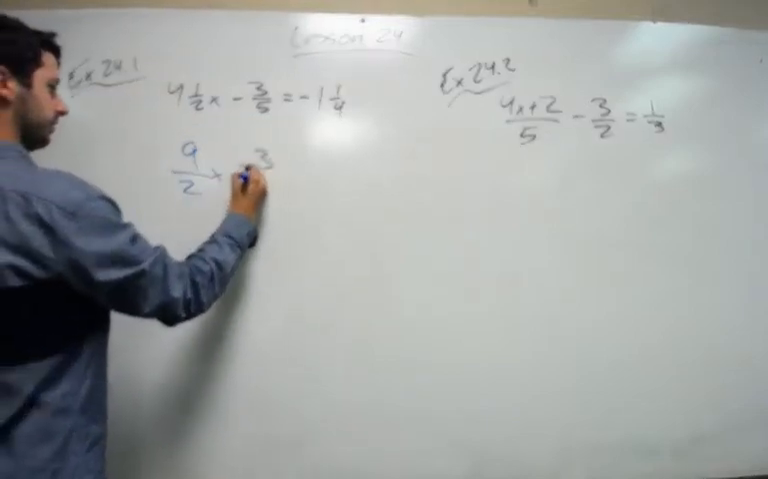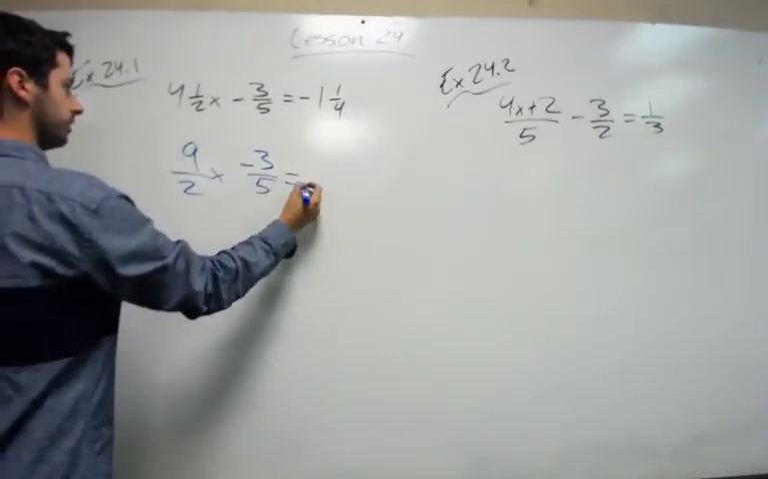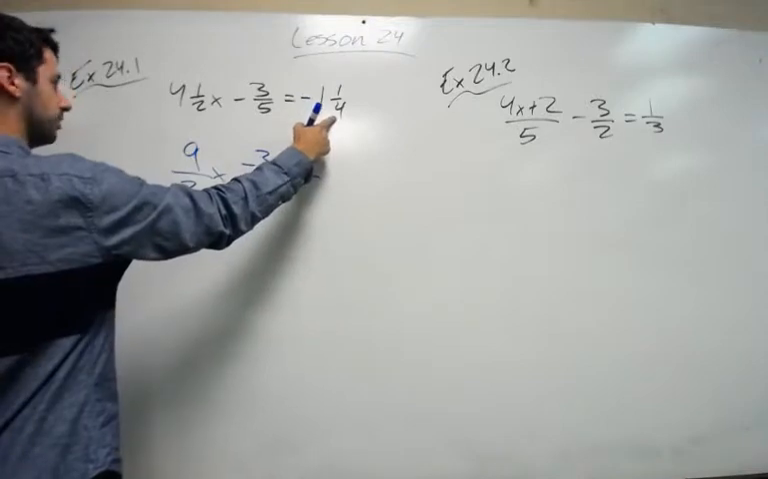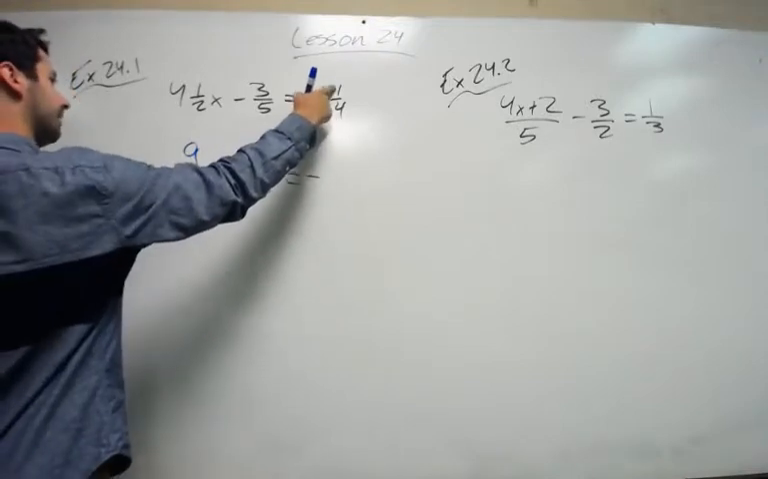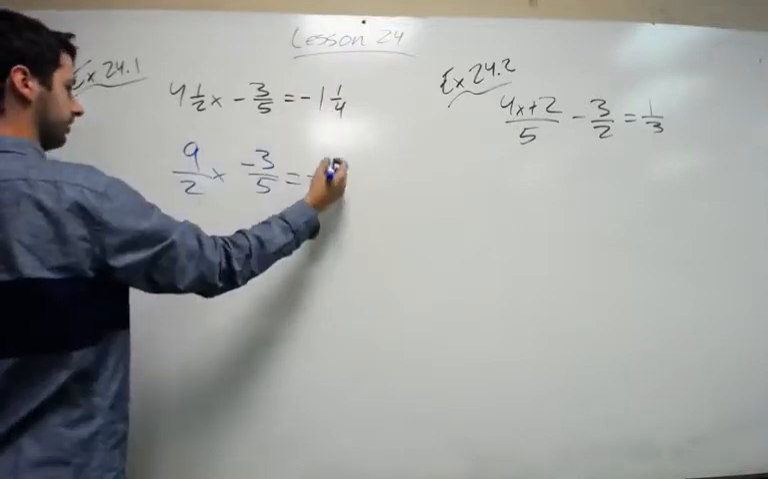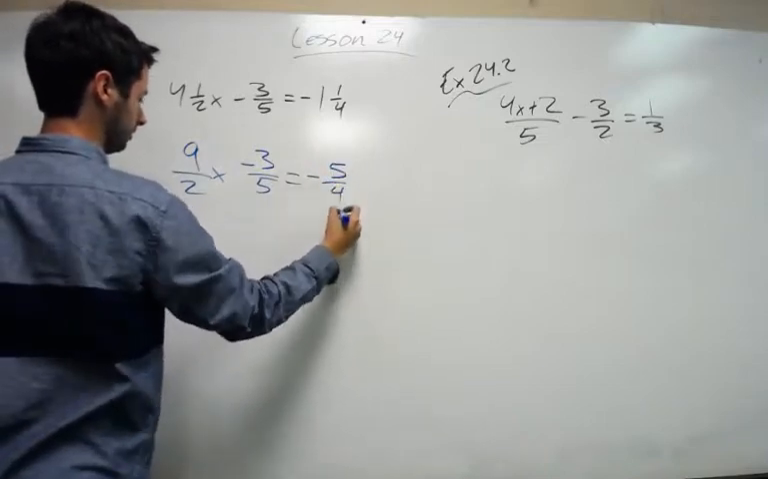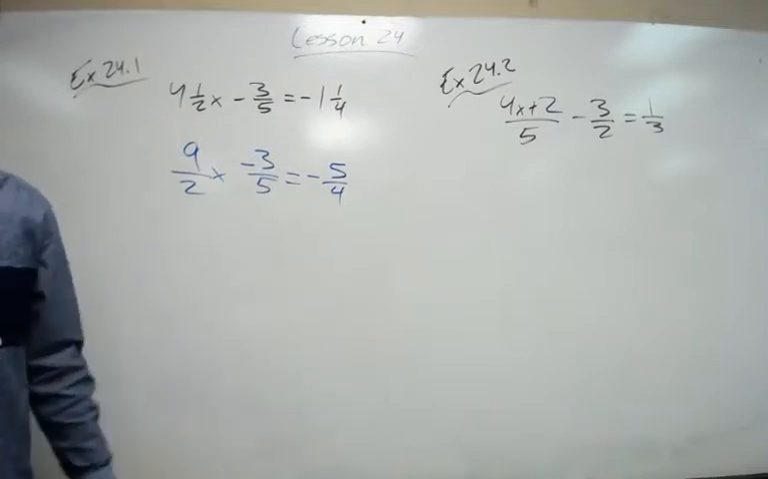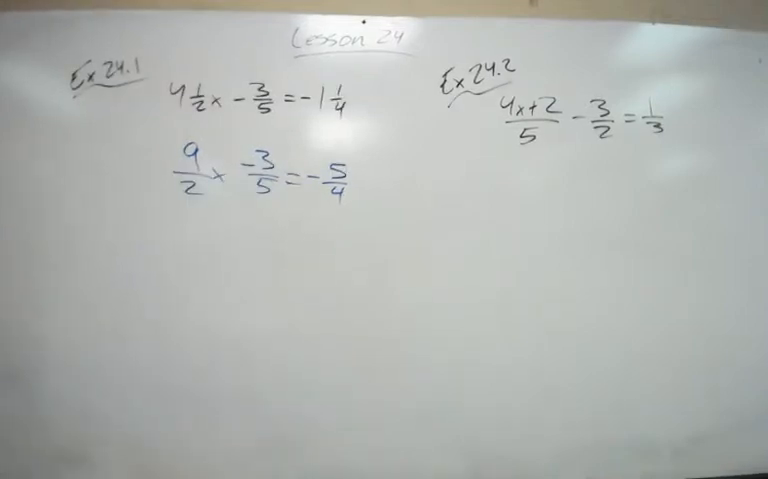Minus 3/5, that's already improper, equals, make this one improper, negative 1 times 4 is 4. Add the top 1, 5 over 4.